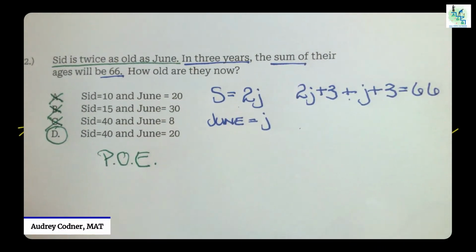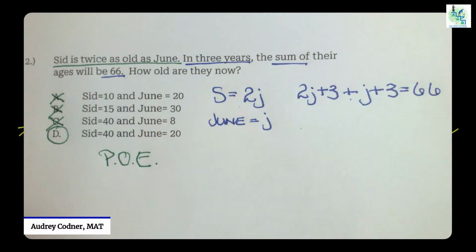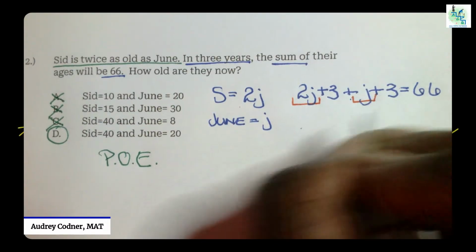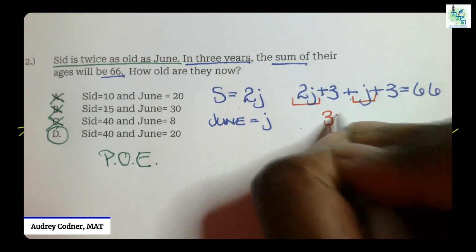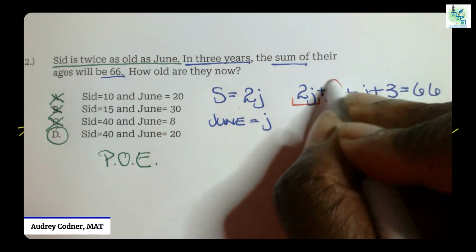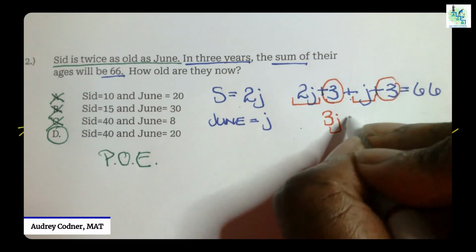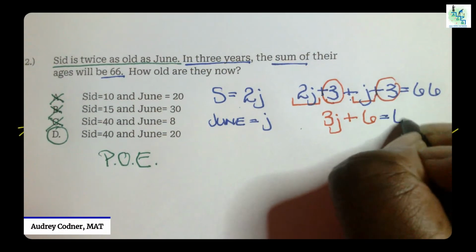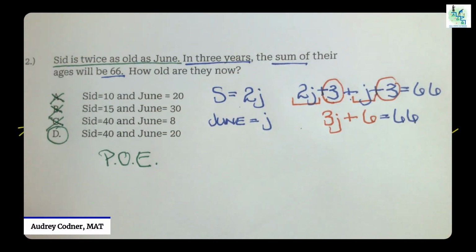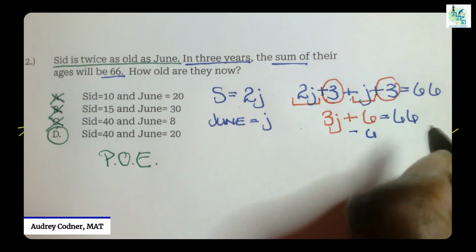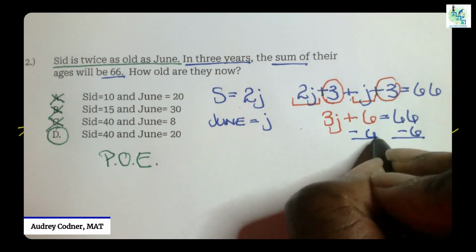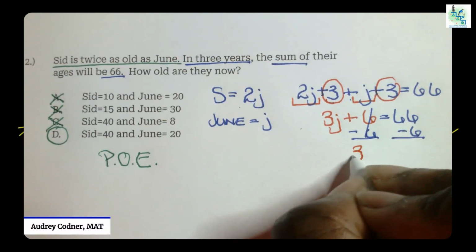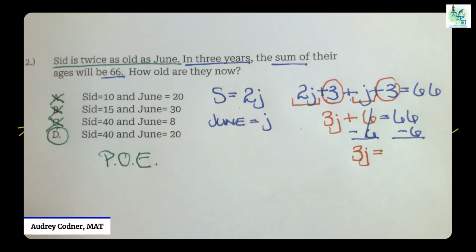Let's slide this over a little bit more. All right, so now let's combine our like terms. So I have 2J and I have J. That will give me 3J. Then I have 3 plus 3. That gives me 6. And it's going to equal 66. So now I've got to subtract 6 on both sides because the main goal is to figure out my J. Isolate the variable. So we have 3J is equal to 60.